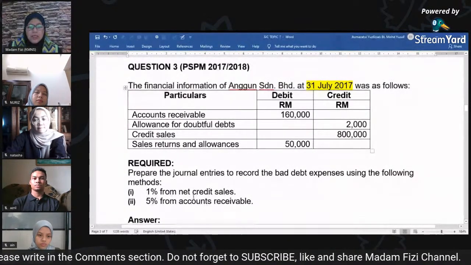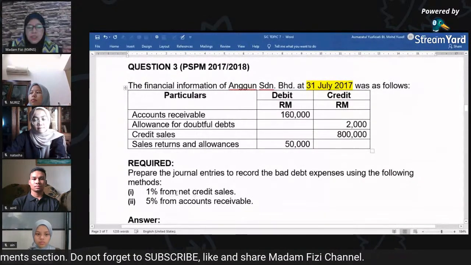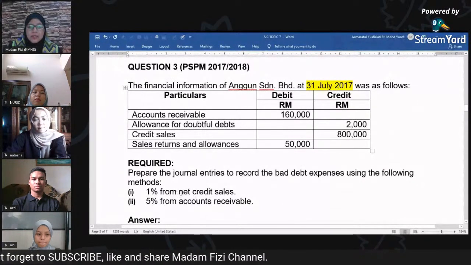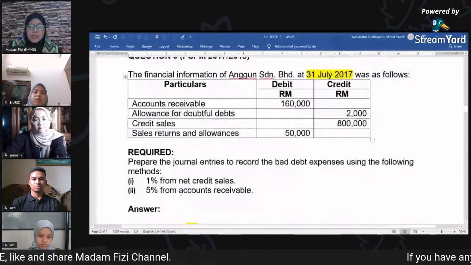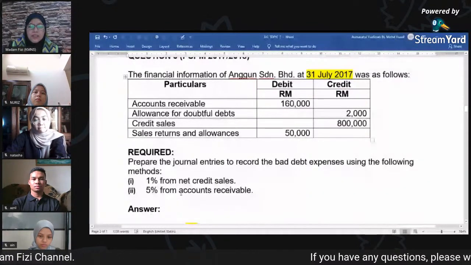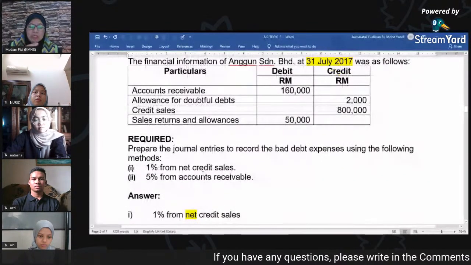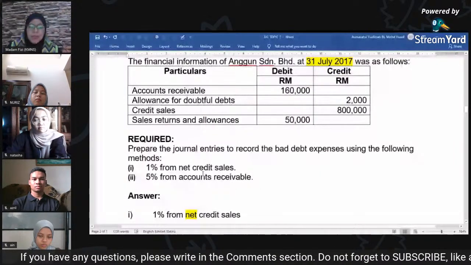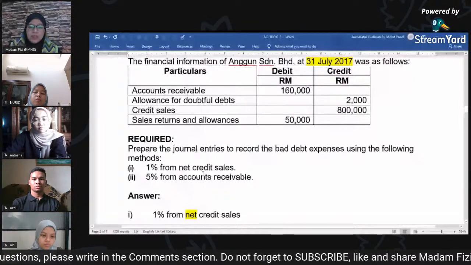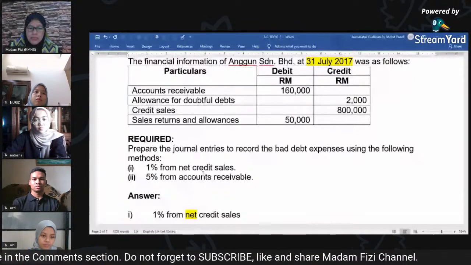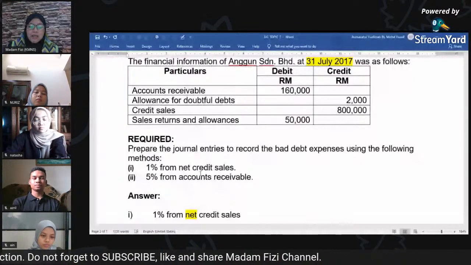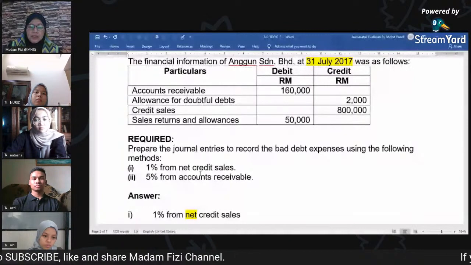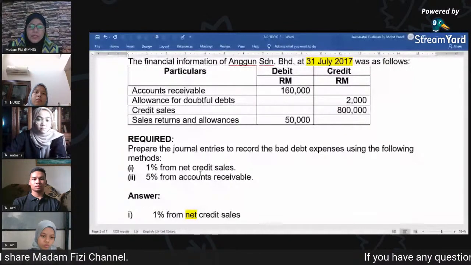So, how to calculate the bad debt using net credit sales is dia punya formula direct saja. So that means 1% multiply by net credit sales terus dapat bad debt expenses. That's why this method is very simple. So kita terus jawab soalan.